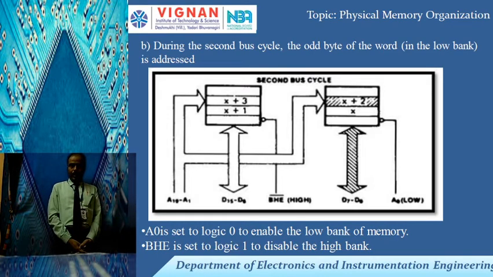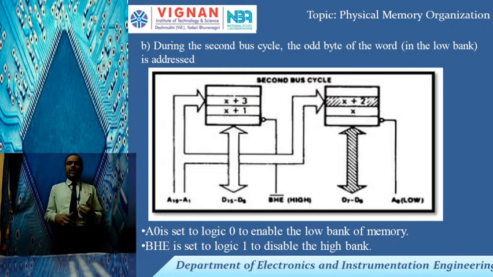And next, during the second bus cycle, the upper byte or higher byte can be accessed by selecting A0 equal to 0, BHE bar equal to 1, and by using A1 to A19 that address can be located, and through the lower data bus D0 to D7 it can be accessed. So this is the physical memory organization and how the data can be accessed.